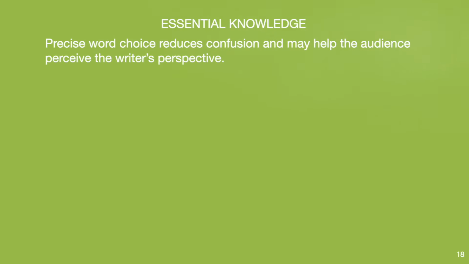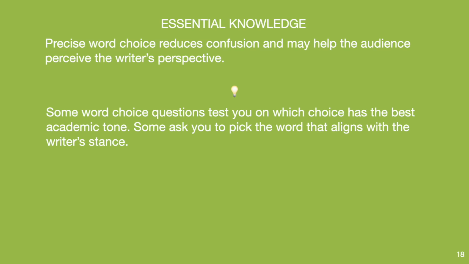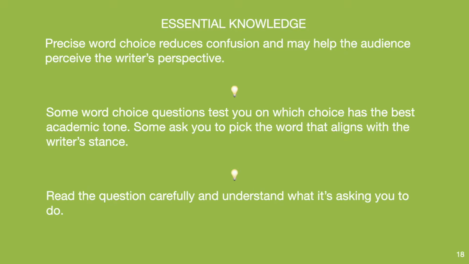This is about the essential knowledge on precise word choice. Precise word choice reduces confusion and may help the audience perceive the writer's perspective. Some word choice questions test you on which choice has the best academic tone, but this one asks you to pick the word that aligns with the writer's stance. The key is read the question carefully and understand what it's asking you to do.